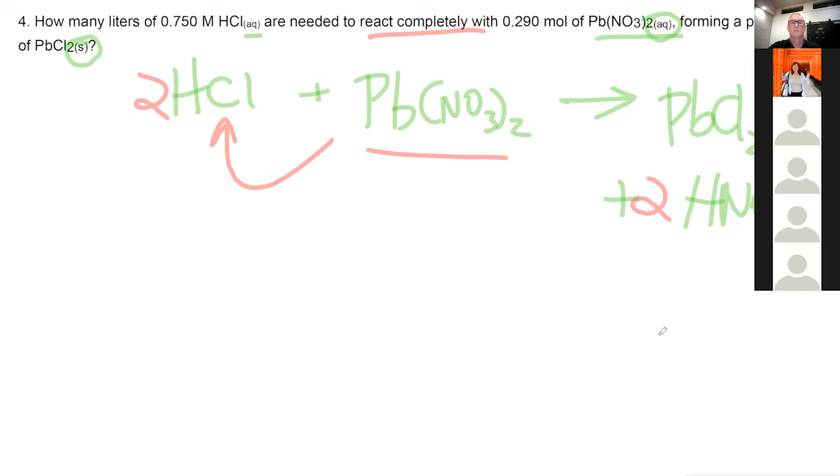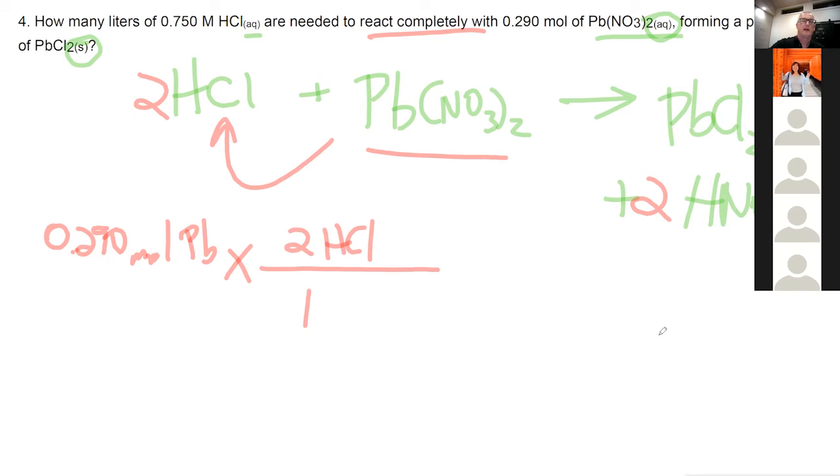Use the mole ratio. So what do I write down first? 0.290 moles of lead nitrate. I'm just going to put lead there because it's easier. So what's my next step? Multiply 2 moles of hydrochloric acid on top and 1 mole of the lead at the bottom, because that is the 2 to 1 relationship. And remember, if there's 1, we don't put the 1 in there. That's just understood.